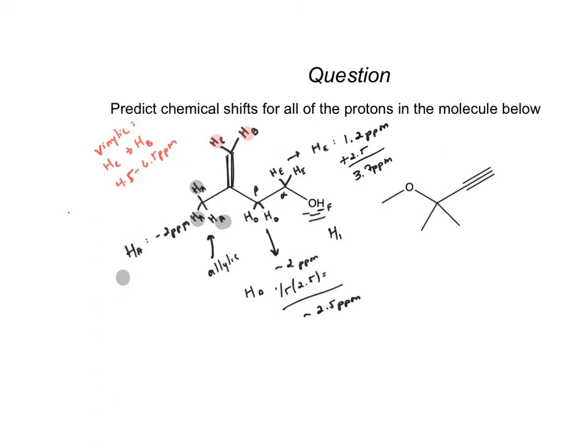And then finally, HF. For HF, we would have to reference that chart. It's the hydrogen that's attached to the hydroxyl of an alcohol. And again, this gave us a range. It's about 2 to 5 parts per million.